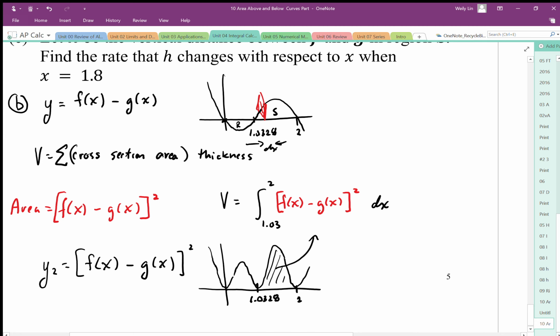Using my calculator, I'm going to use the integral function. My lower limit is 1.0328 and my upper limit is 2. When I find that area from my calculator, it's 1.2832. And that's units cubed, because I'm taking an area multiplying by thickness, so I get volume. That area represents the answer to this problem, the area underneath the curve of this curve here, and those areas match. So the volume of the solid that's generated is 1.2832 cubic units.